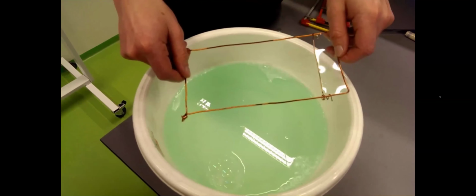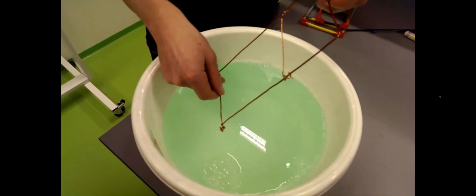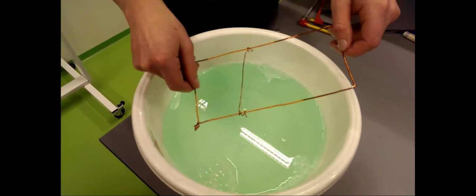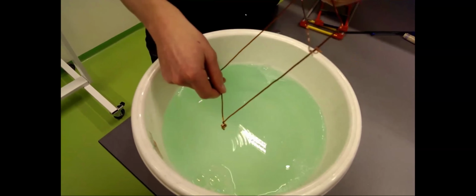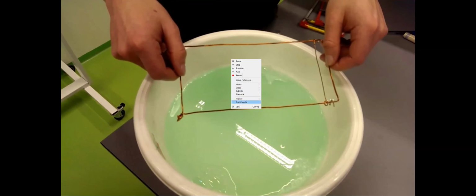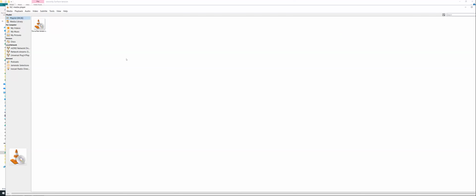I hope that is convincing, right, sir? Soap film actually pulls you. That is one. There is one more thing.